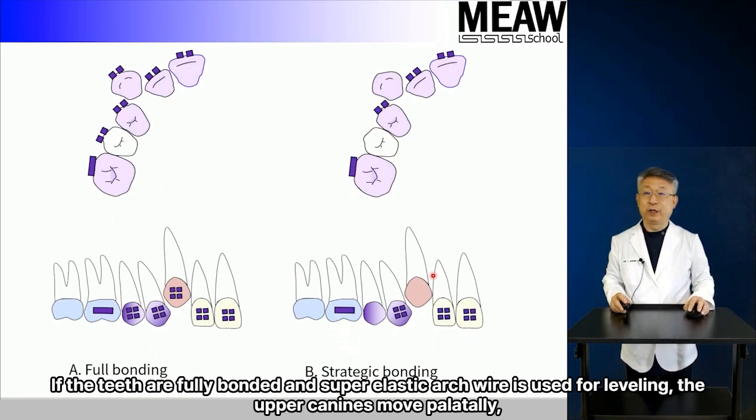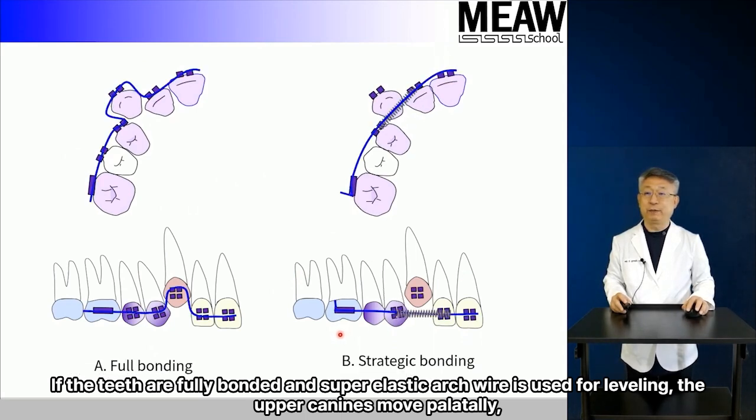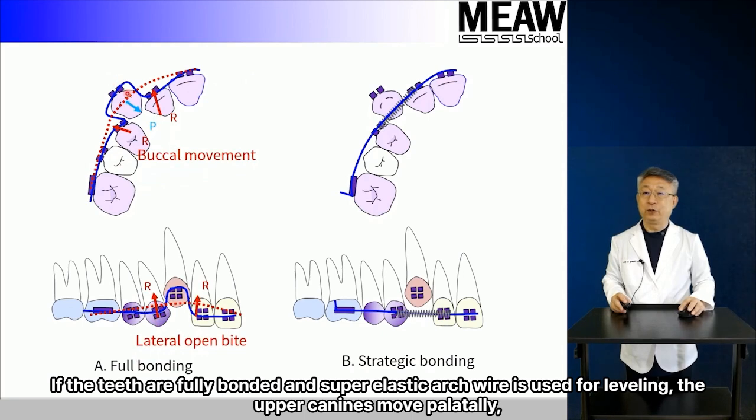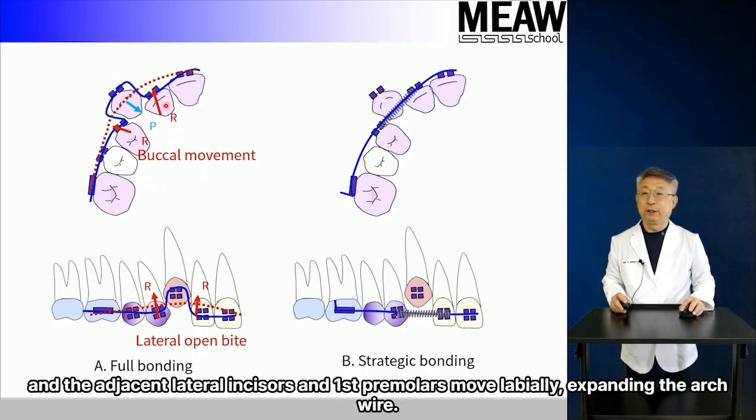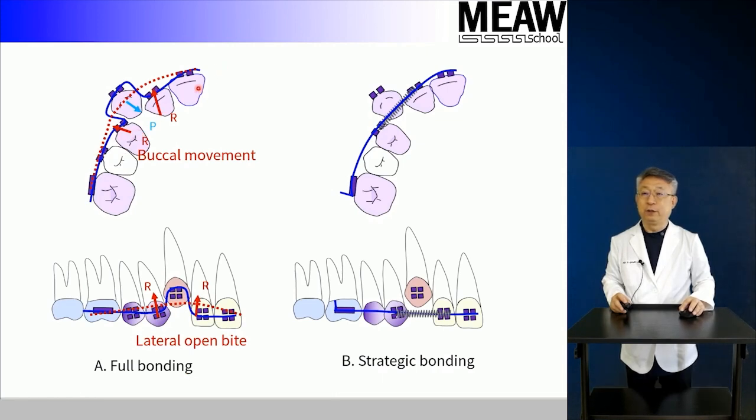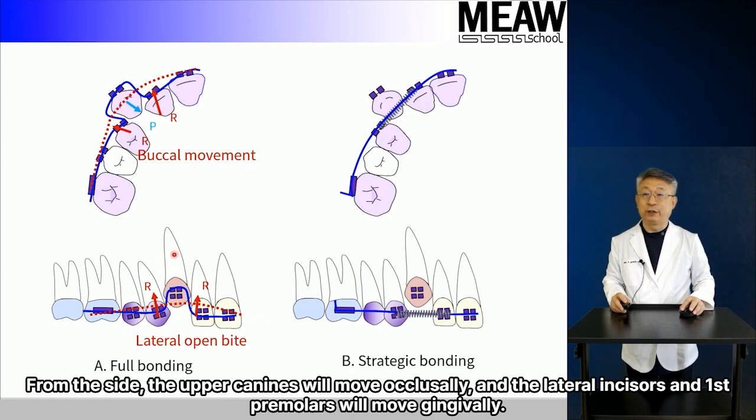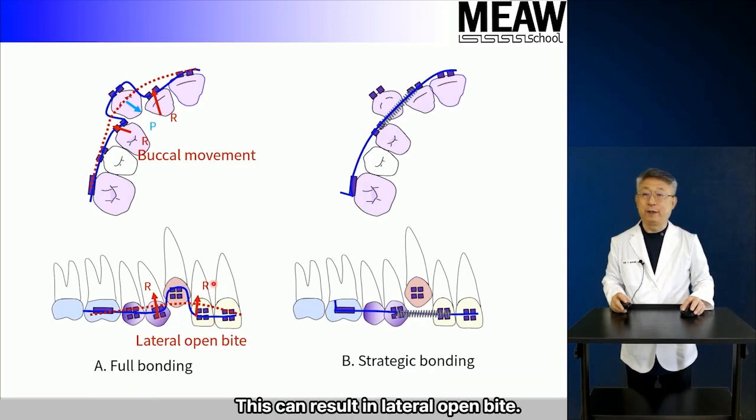If the teeth are fully bonded and superelastic arch wire is used for leveling, the upper canines move palatally, and the adjacent lateral incisors and first premolars move labially, expanding the arch wire. From the side, the upper canines will move occlusally, and the lateral incisors and first premolars will move gingivally. This can result in lateral open bite.